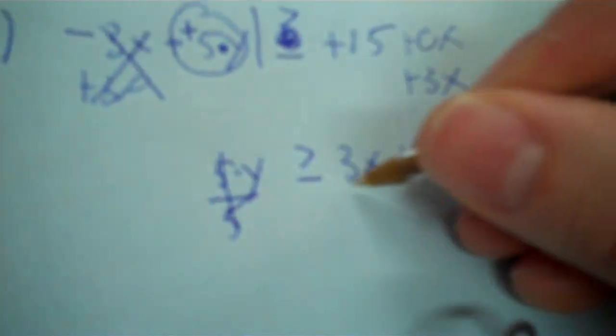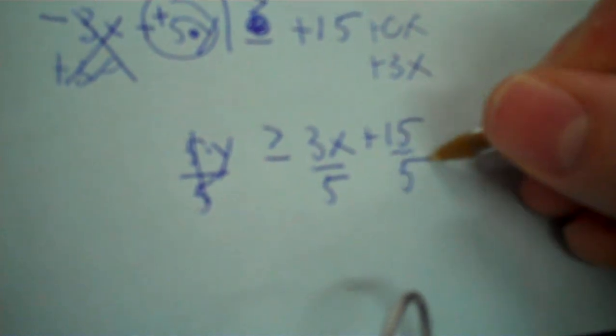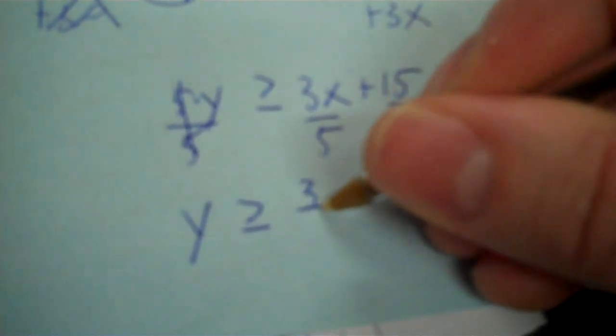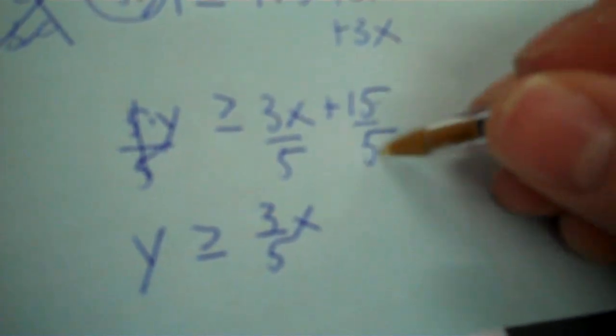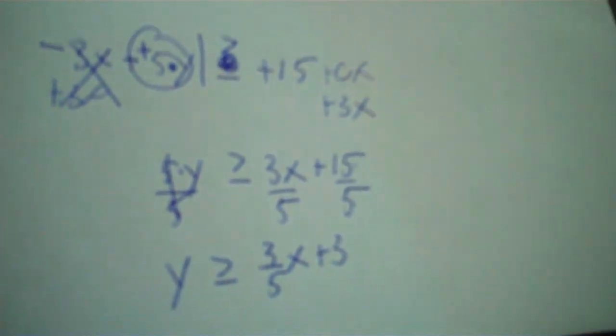Divide by 5, divide by 5, divide by 5. So 3 divided by 5 is a decimal, so I leave that as 3/5, and then 15 divided by 5 is 3. Now you have your m and you have your b. So slope, y-intercept. The slope would be 3/5, and the y-intercept would be positive 3.